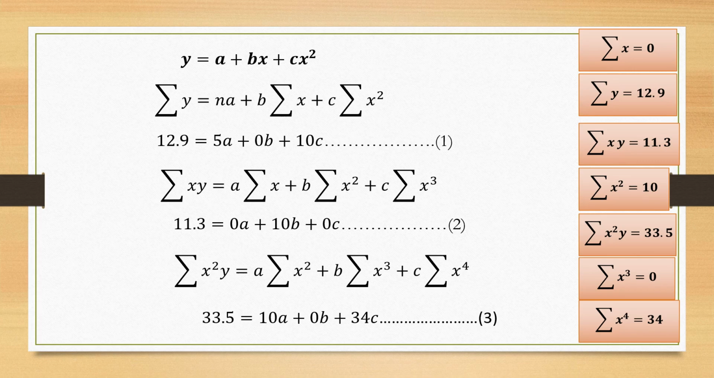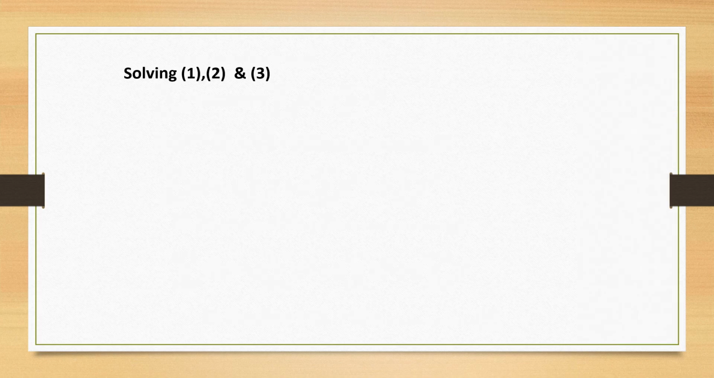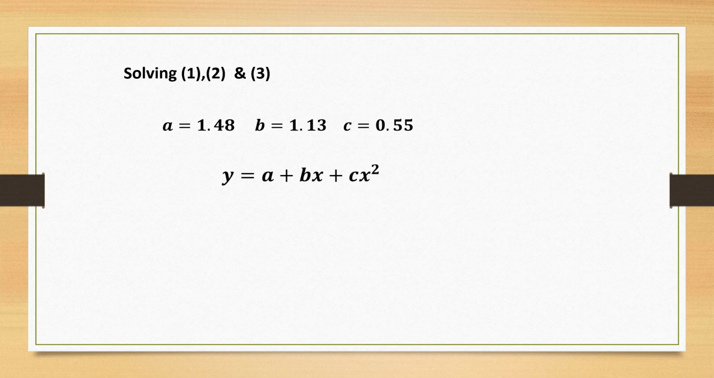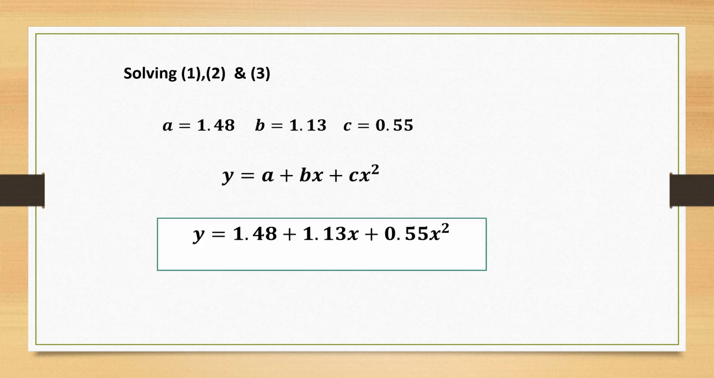Solving the three equations using Calc and calculating the values of a, b, and c. Make sure that you enter the values in the Calc correctly. That is very important. So solving 1, 2, and 3, we get a is equal to 1.48, b is 1.13, and c is 0.55. Substituting the values of a, b, and c in the equation of the parabola, y is equal to a plus bx plus cx square, we get y is equal to 1.48 plus 1.13x plus 0.55x square.